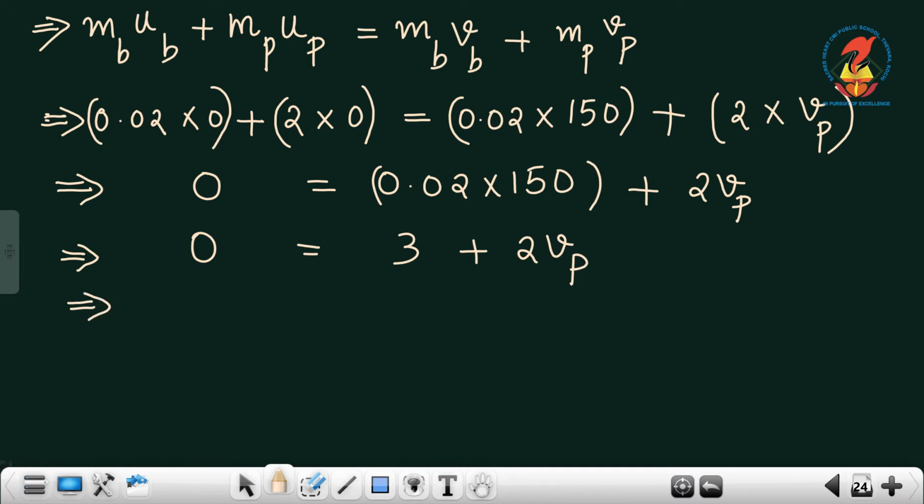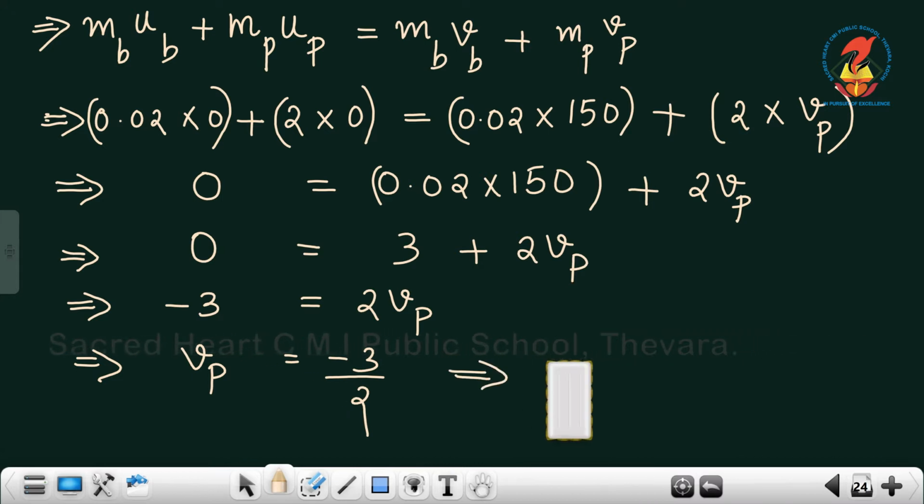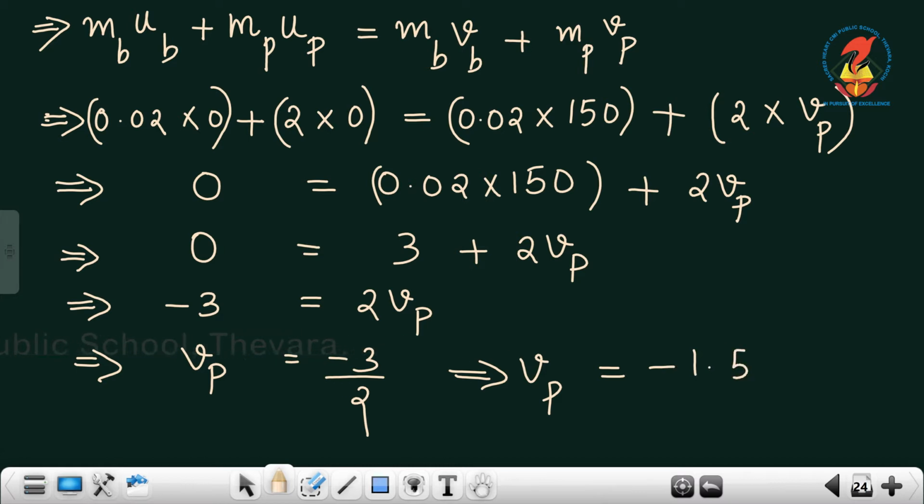Again, take this 3 to the other side. So, it becomes minus 3. You are taking this positive 3 to the other side. So, it becomes minus 3 is equal to 2 VP, or VP is equal to minus 3. Taking this 2 to the other side becomes divided by 2. That is VP is minus 3 by 2. When you solve it, you will get the answer as minus 1.5 meter per second. So, you got the velocity as minus 1.5 meter per second.